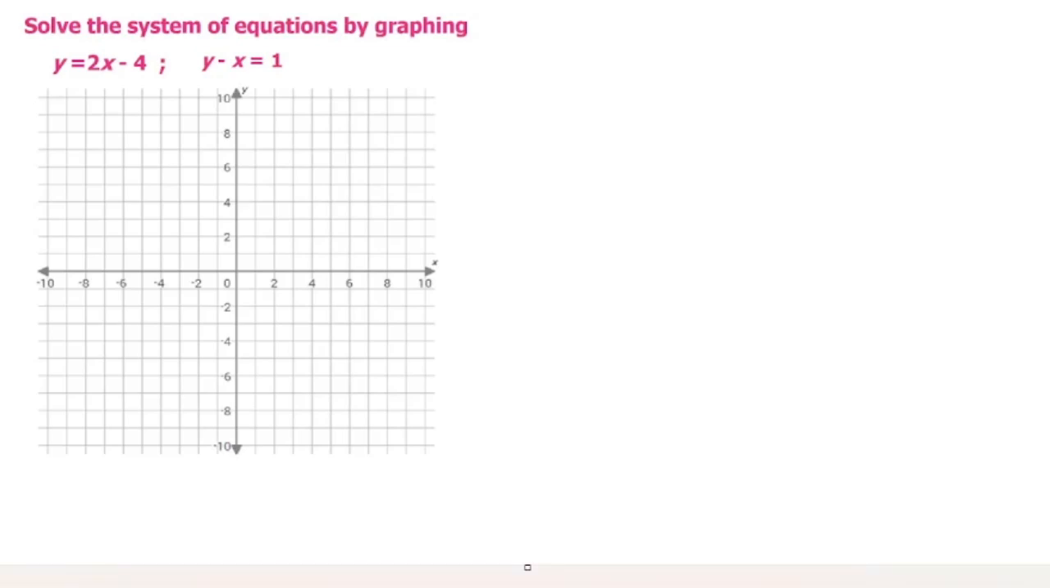In this video, I'm going to teach you how to solve a system of equations by graphing. We've done this before, but I'm doing a slightly more complicated version of it, and I'll show you all the tricks on how to do this one. So if we have a problem like this that says solve the system of equations by graphing, and we have y equals 2x minus 4, and then we have y minus x equals 1.